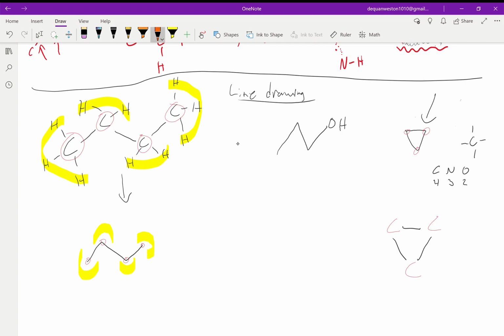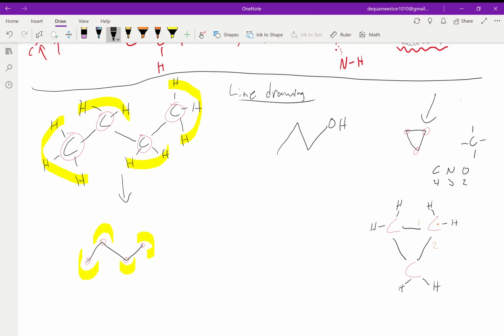So we're going to start with this carbon right here. We see it has 1, 2 bonds. We know it needs to have 4, so that means there's 2 hydrogens coming off. Same with this one. Same with this one.